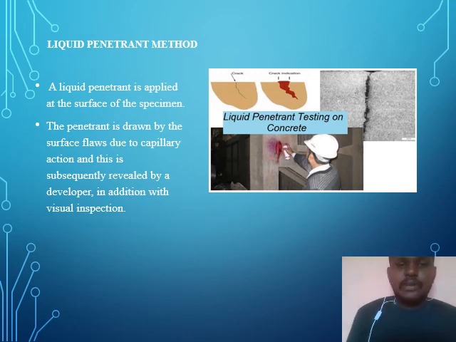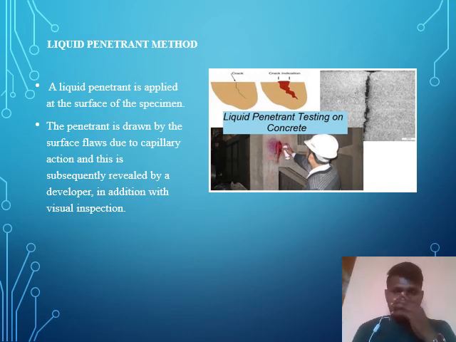Liquid penetrant method. This is also one of the NDT methods. It is also known as dye penetrant testing on concrete. A liquid penetrant is applied at the surface of the specimen. The penetrant is drawn into surface flaws by capillary action, and this is subsequently revealed by a developer, in addition to visual inspection.